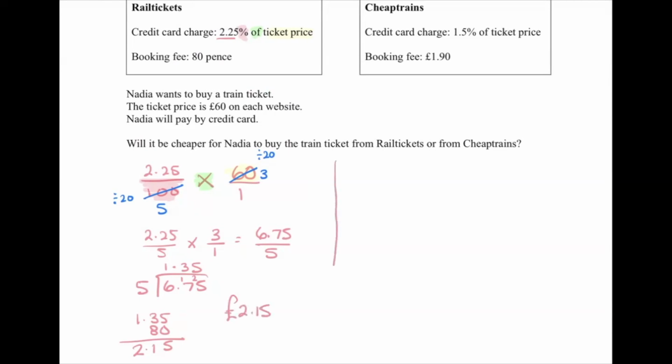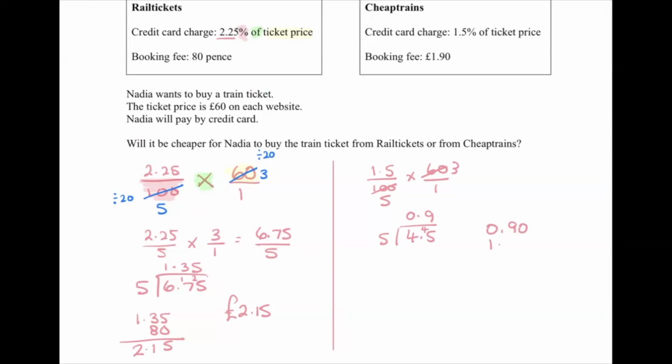Now we're going to do cheap trains. They're charging 1.5% of ticket price. So here we go again. 1.5 over 100 times 60, put it over 1, cancel it through. 3 1.5s is 4.5, and we're going to divide that by 5. So 5s into 4 don't go, carry the 4, put that point up though, and then 5s into 45 go 9. So this would be money-wise 0.90.